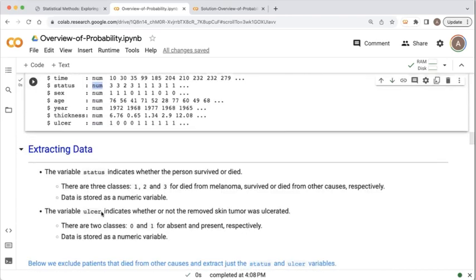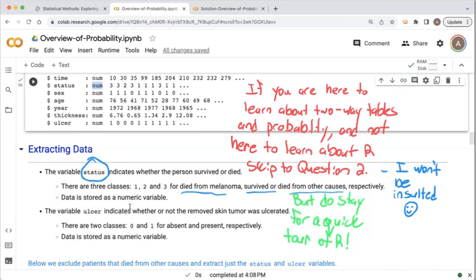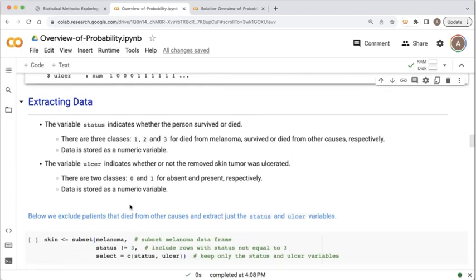We're going to go through some cleaning pretty quickly because, again, that's not the focus of this video. The two variables that we're really going to want to focus on are the status variable, which tells us whether the person died from melanoma through the course of the study, whether they survived at the end of the study, or whether they died from other causes. The other variable we want to consider is whether the skin tumor that was removed was ulcerated or not, to see whether there's some association with survival. And again, these are coded with numbers and read as numerics. So we're going to quickly clean up the data.